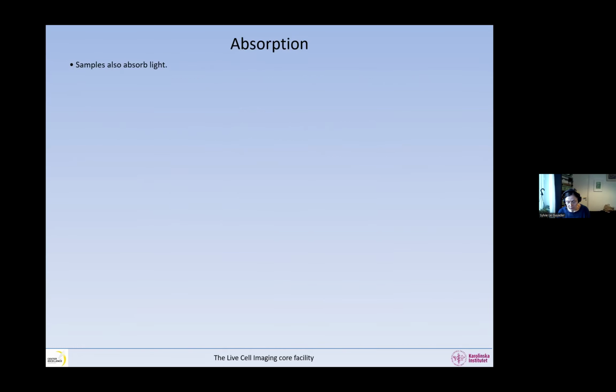Sometimes we talk about light being absorbed. So what does that mean? The samples also absorb light, and different materials absorb different wavelengths differently. The wavelengths that are not absorbed by the material escape from it. And this is what we see, because they reach our eyes or our sensor, and that's how we see color.